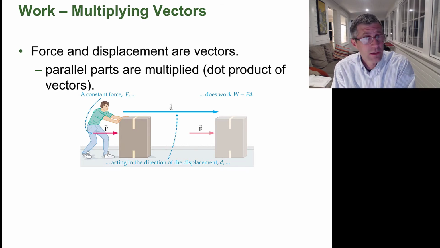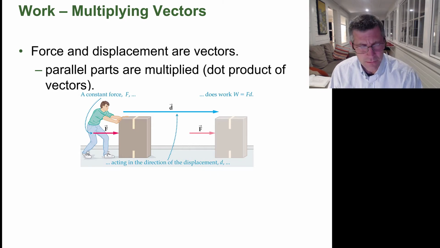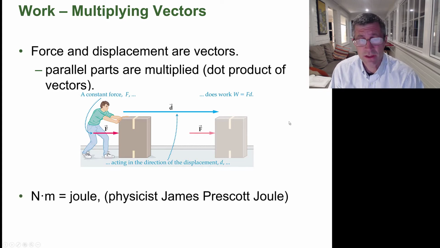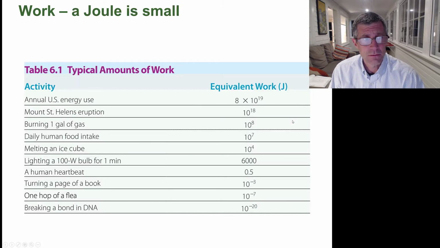We'll get to a cross product later, when we're worried about how much they don't overlap, so how much they're orthogonal to each other. But we're not going to worry about that right now. Importantly, though, this is a dot product. We're multiplying two vectors together, and we get a scalar out. So we get a number, and that number is in joules, named after this dude.